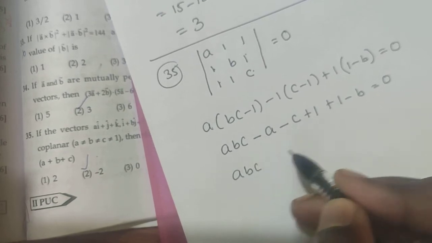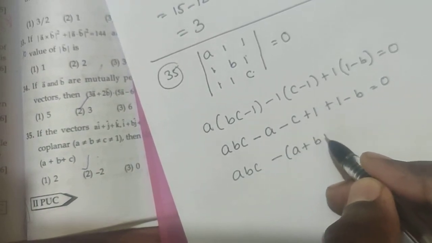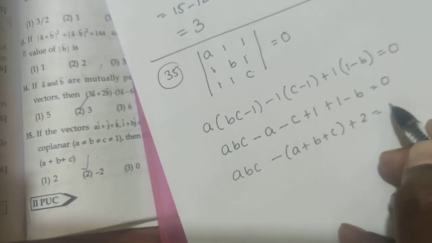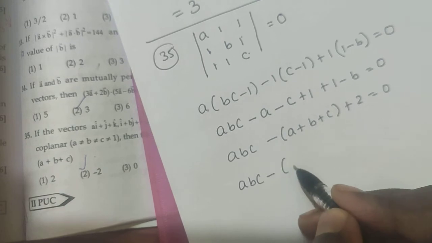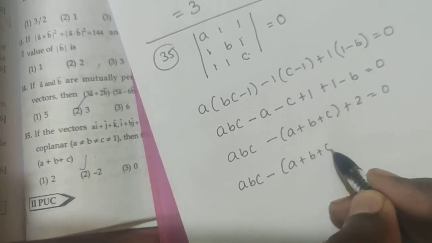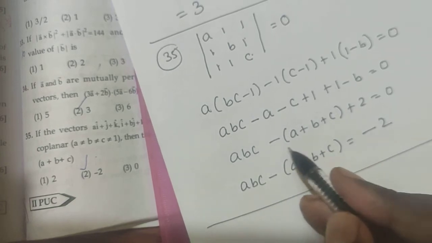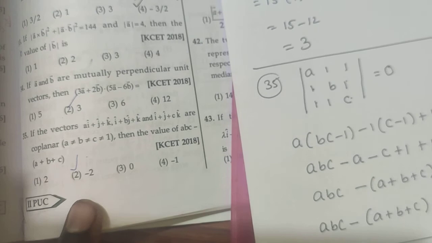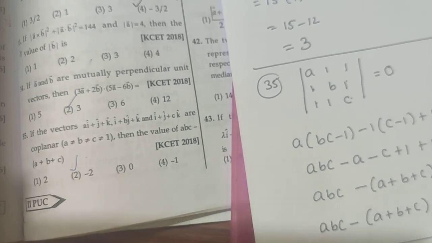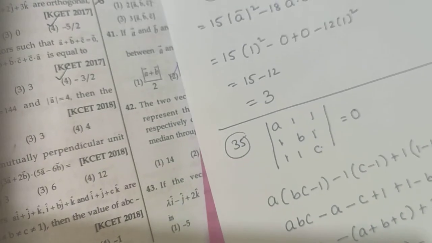Then in abc, taking minus common from these three: abc minus (a plus b plus c) plus 2 equals 0. So from this what do we get? abc minus (a plus b plus c) equals, the plus 2 goes to that side, minus 2. This is the required value. So the answer will be minus 2. Minus 2 means which option? The second option is the correct answer for question number 35.